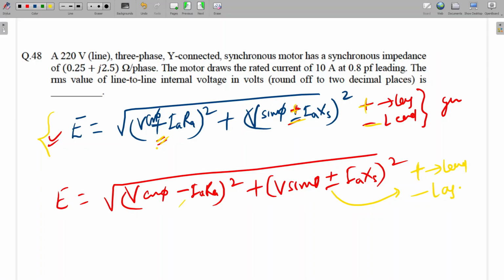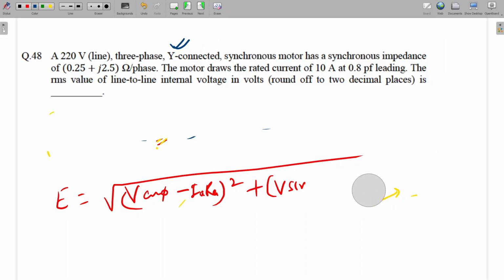Yes, sir. Okay. So it is just the reverse of a generator. Yes, that will be reverse. So the first step in a synchronous machine question, what will we see? We will see whether it is star or delta. Here this is star connected. So in the case of a star connection, what will we do?